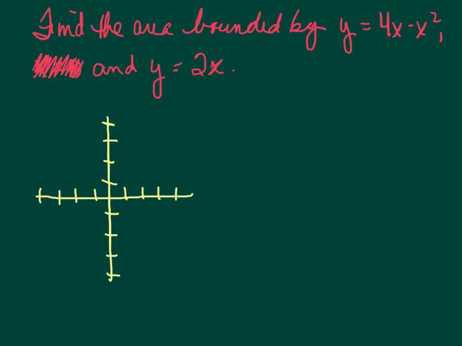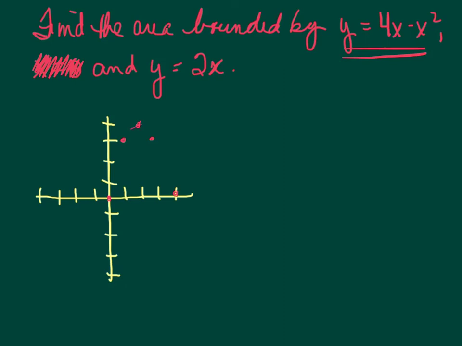We're going to look at one last problem. I'm going to take some time to actually sketch the graph of this one. You have y equals 4x minus x squared and y equals 2x. So we'll start by plotting some points for 4x minus x squared. If we let x be 0, we're going to get 0. If we let x be 1, we're going to get 3. If we let x be 2, we're going to get 4. If we let x be 3, we're going to get 3 again. And if we let x be 4, we get 0.